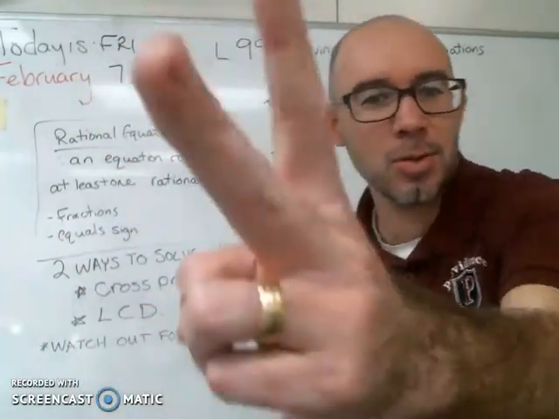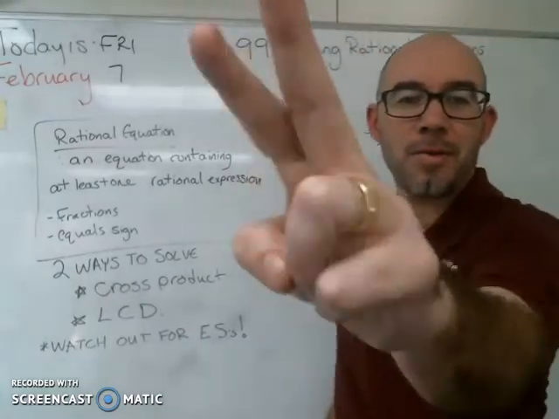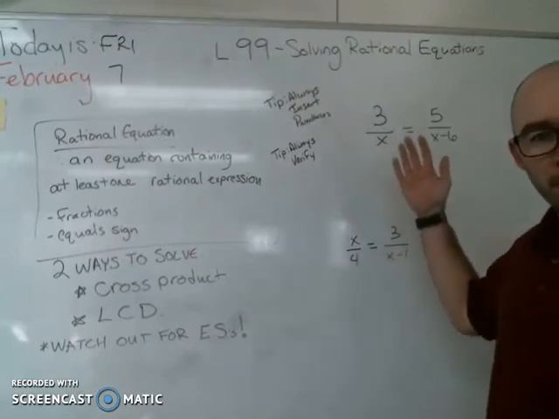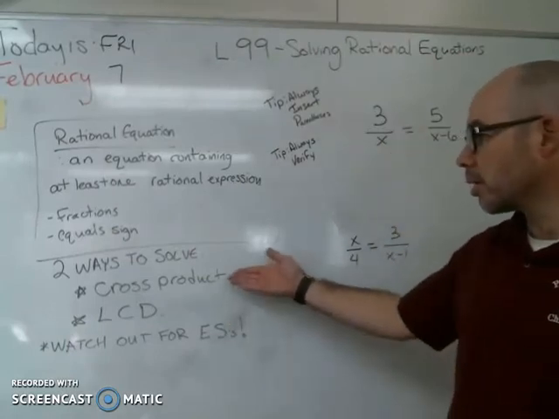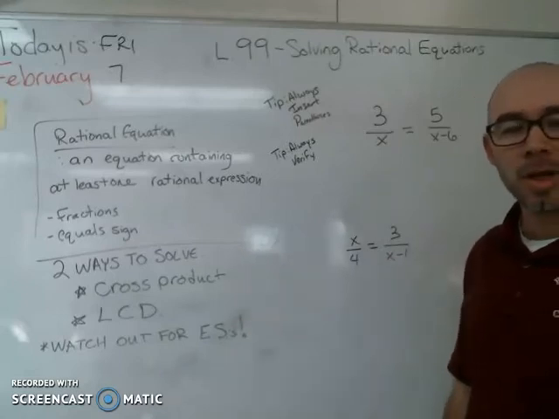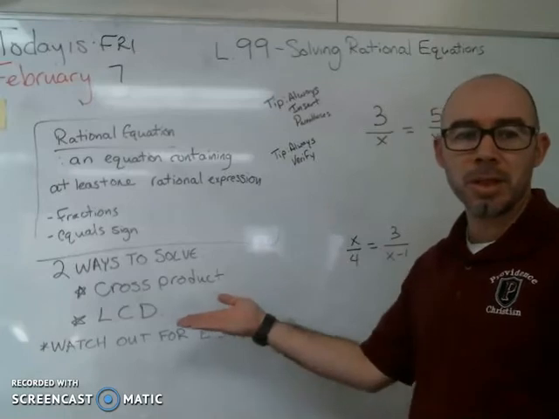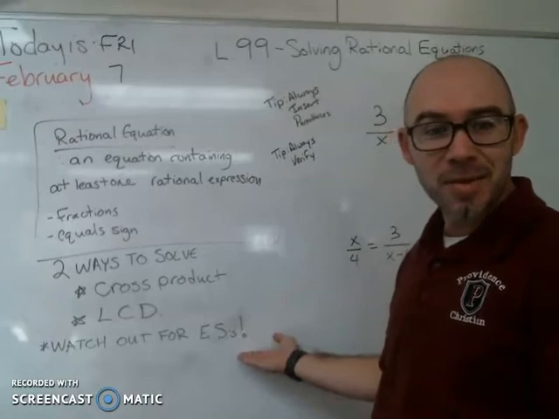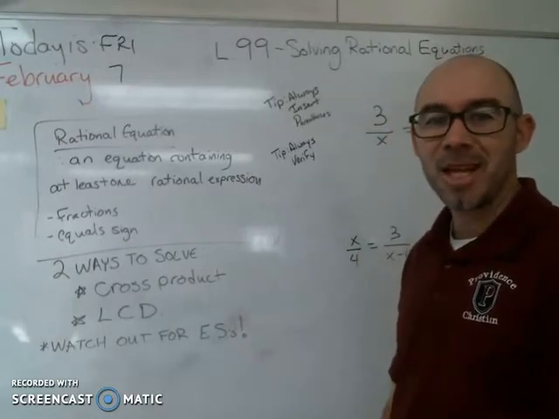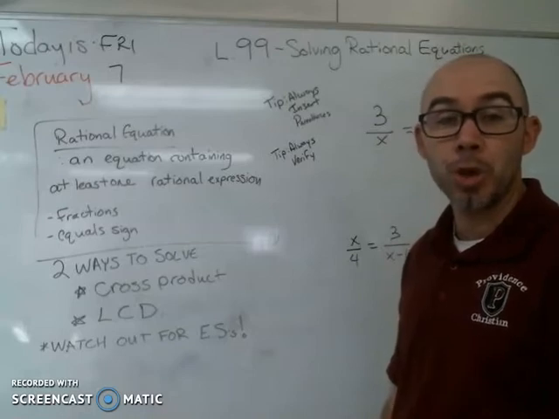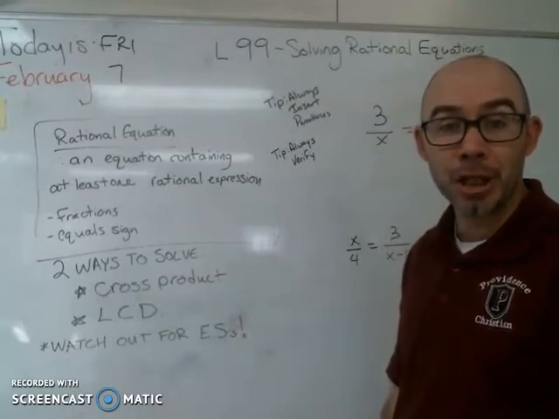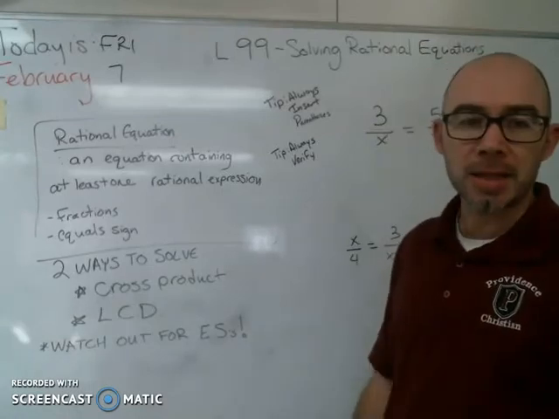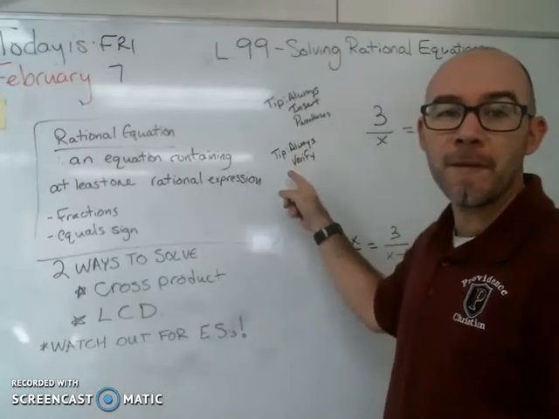And I want to show you two ways to solve these problems. The first examples that we have here on the board, we will be using cross products to solve. And then when we make it a little bit more complicated, we will use the least common denominators. But in all these, we want to watch out for extraneous solutions. Extraneous solutions. We will do that by always verifying.